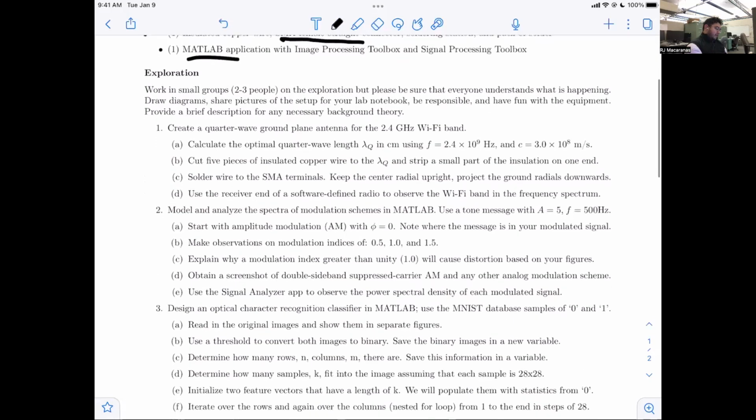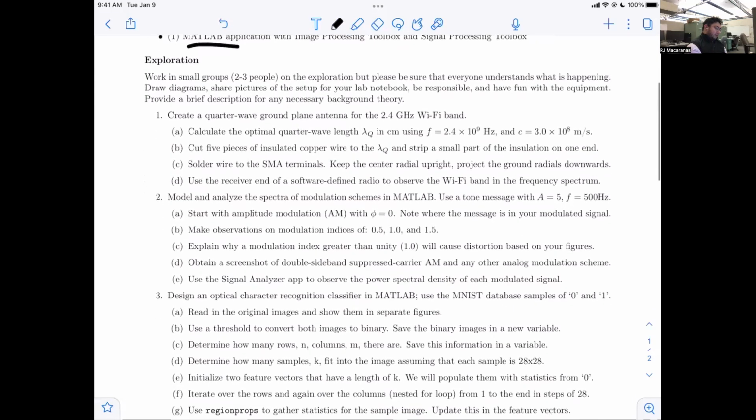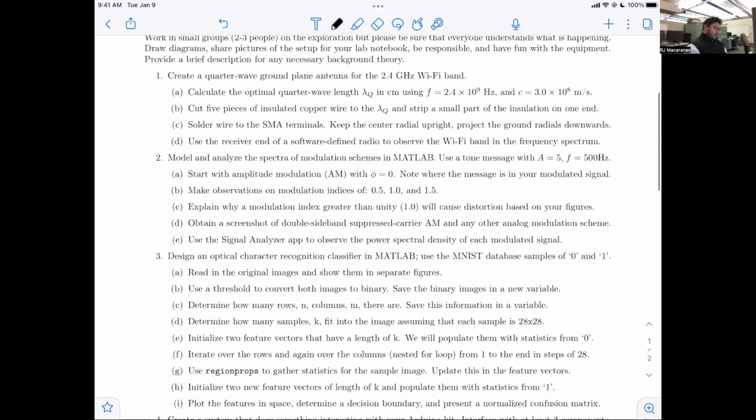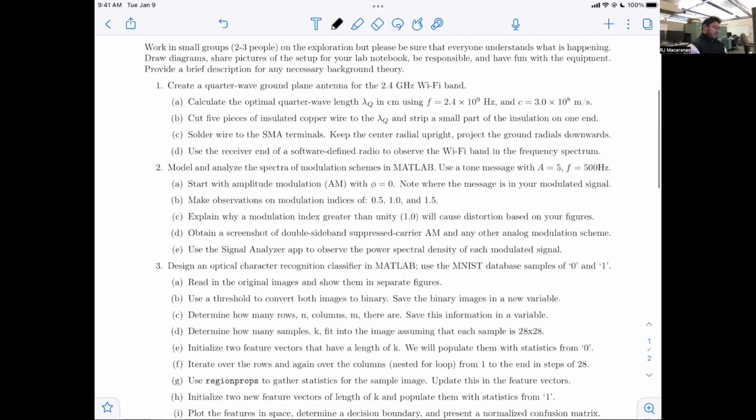For this first part, we're going to be creating a quarter wave ground plane antenna. And I'd like to give credit to Yen Nguyen, another fellow grad student who came up with this idea. We're going to be speccing it out for the 2.4 gigahertz Wi-Fi band. We'll talk about what that means.